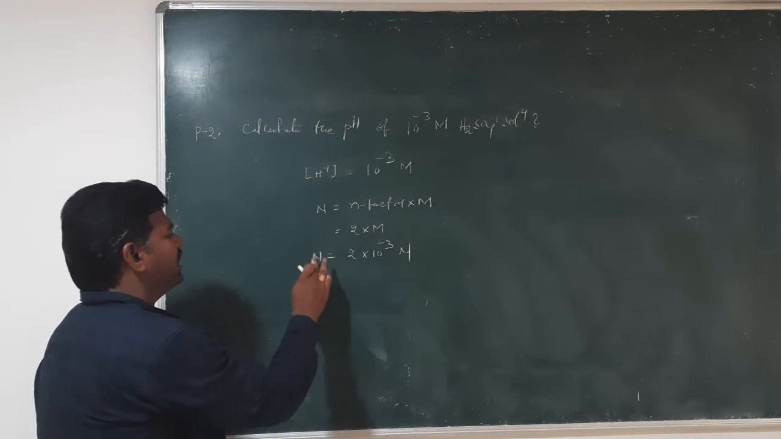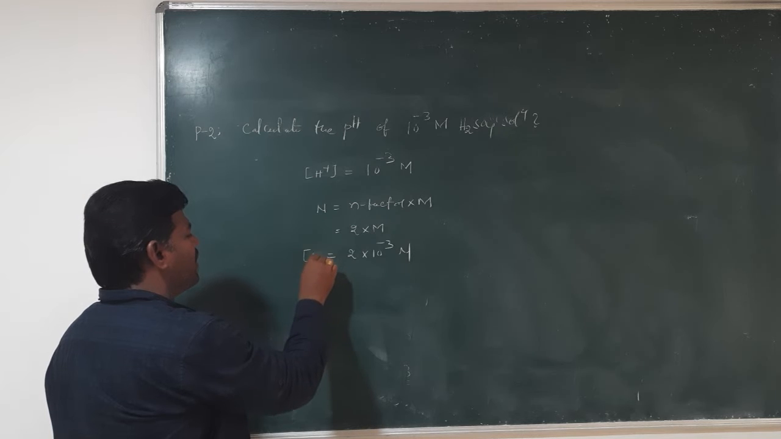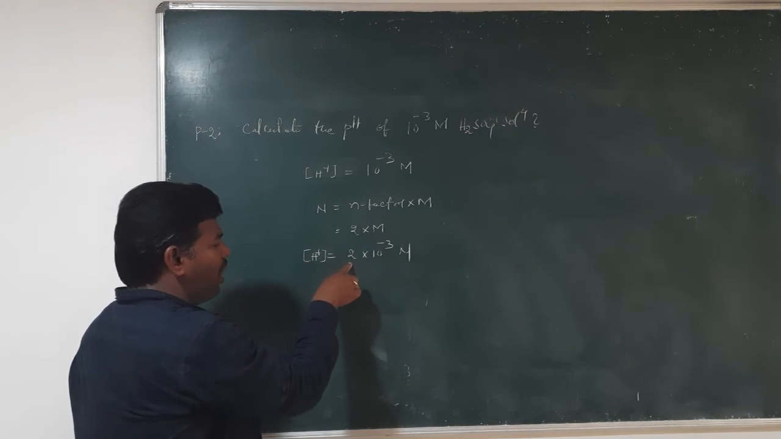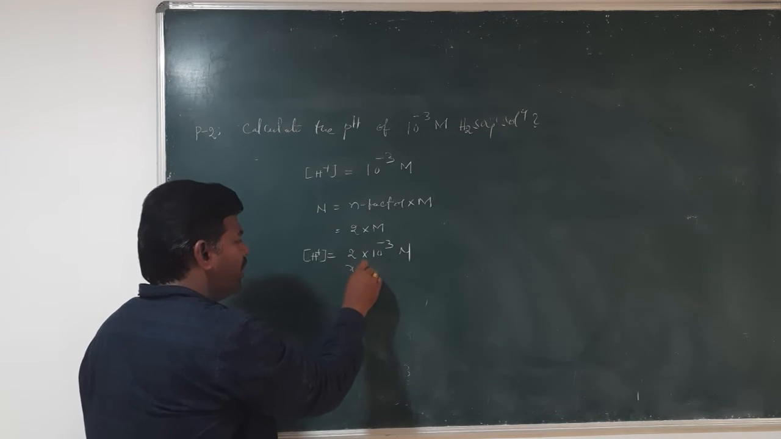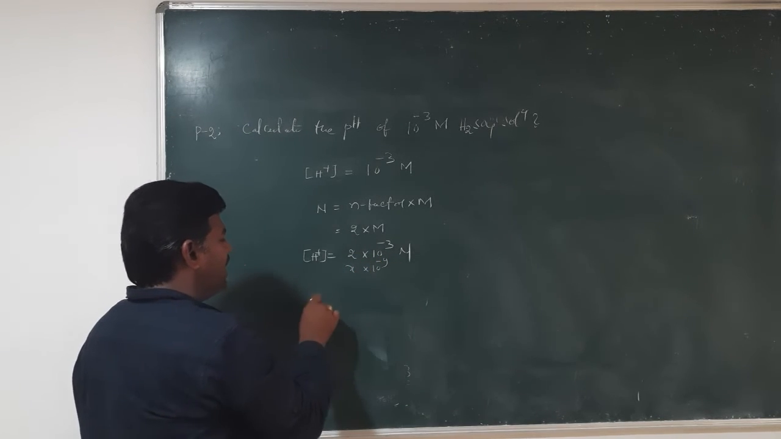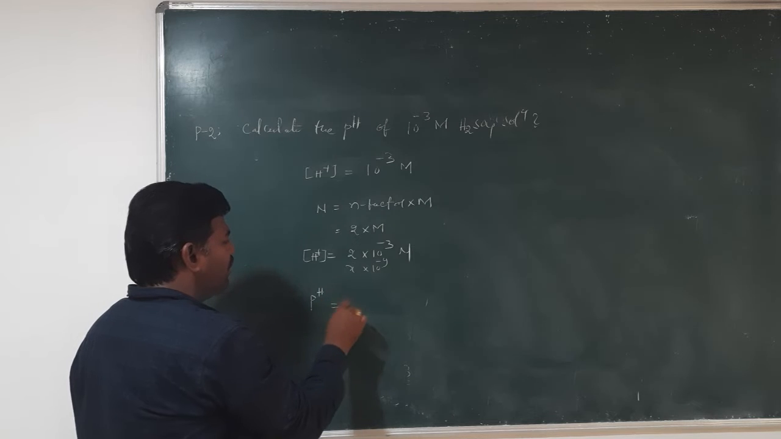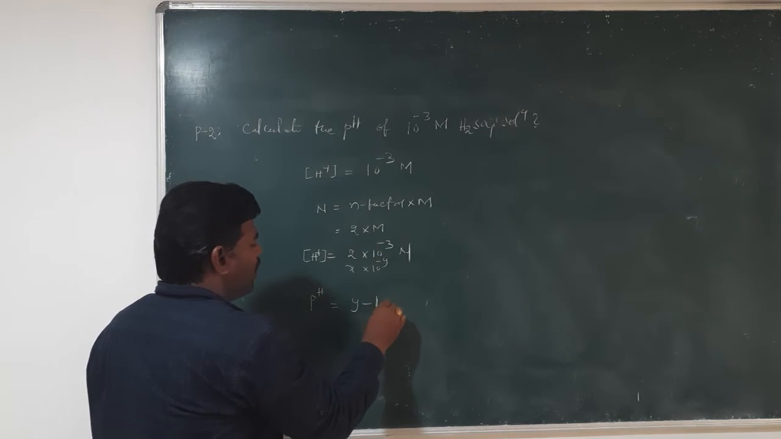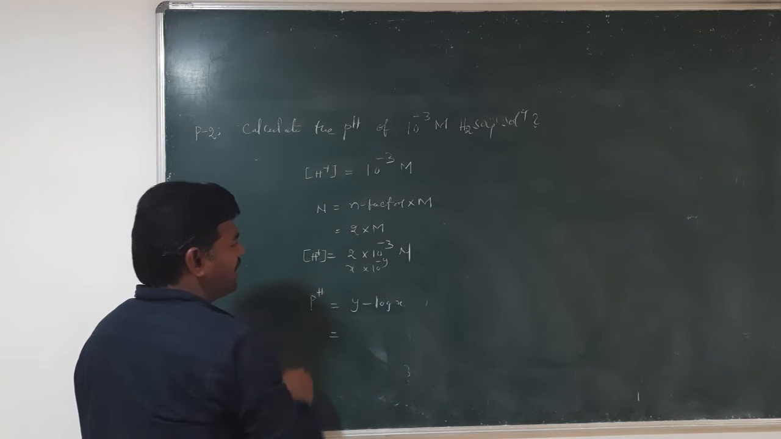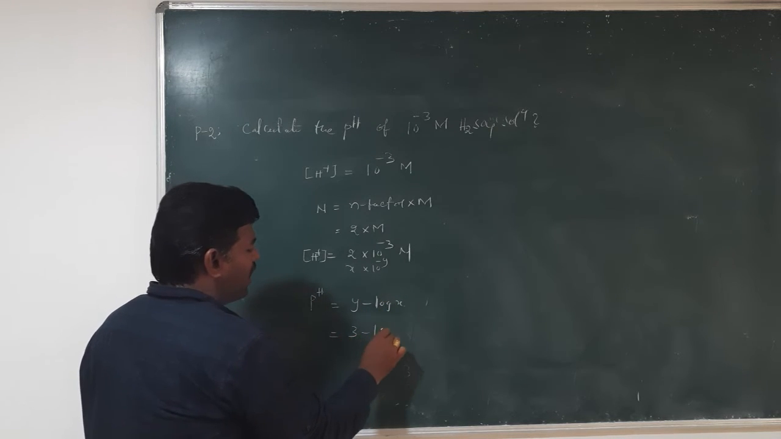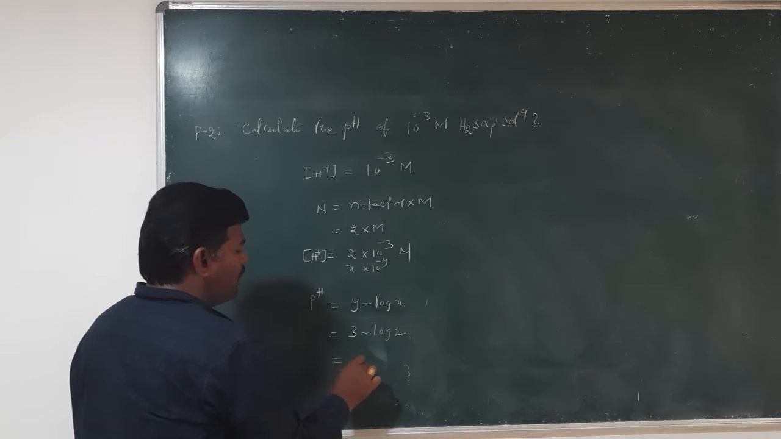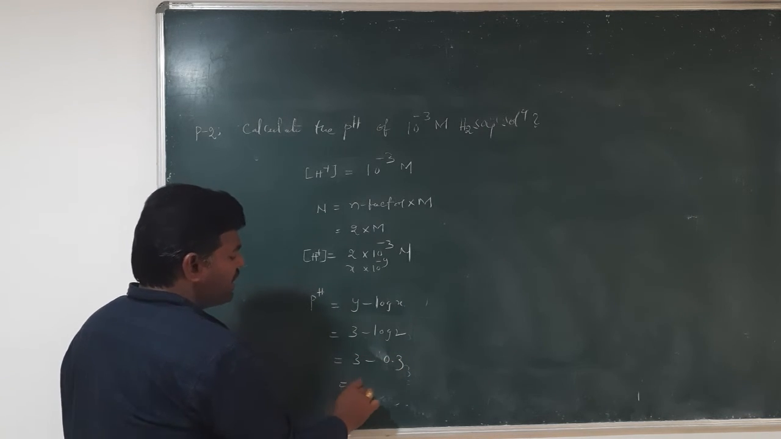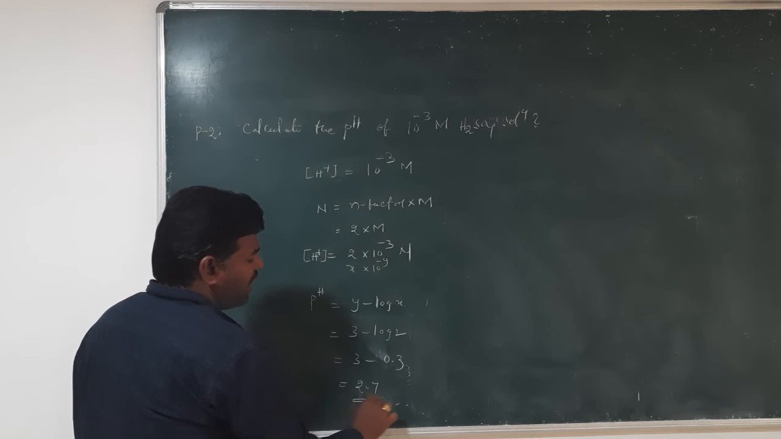And we know that normality means the concentration of H plus ions is 2 into 10 power minus 3. If it is in the form of x into 10 power minus y, then pH is equal to y minus log x, that is 3 minus log 2, and we know the log 2 value as 0.3, and it comes out to be 2.7.